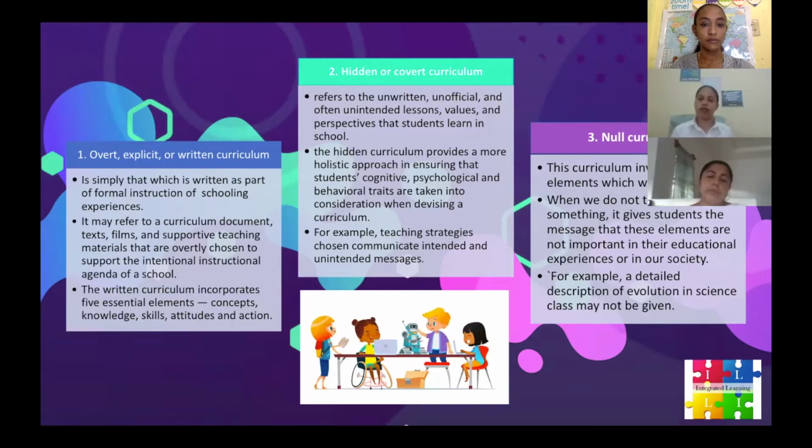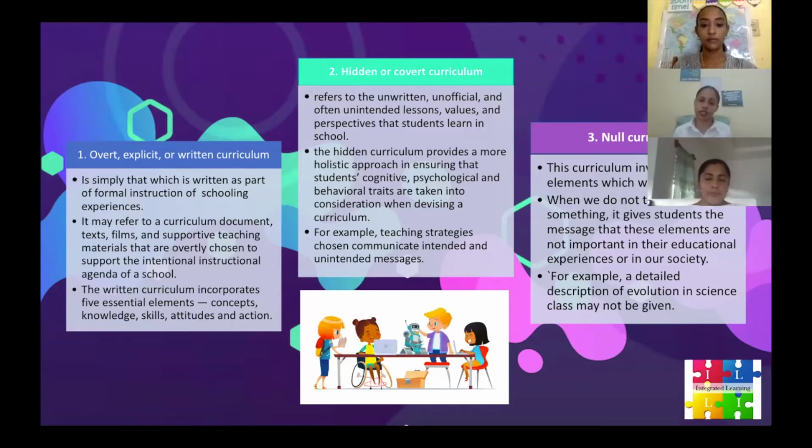This curriculum involves elements that we do not teach. And when we don't teach something, it gives students the impression that these things are not important. And we need to be mindful of this. For example, let's say you're a science teacher and you're teaching evolution, but you are religious. And so you decide, you know what, I will basically just touch this at the surface. I will not go in depth. You are shortchanging students of content that can be valuable to them when making certain decisions in life.